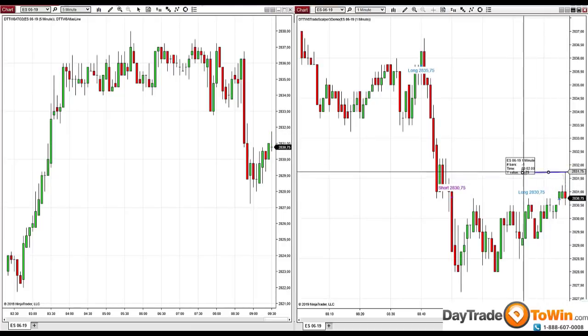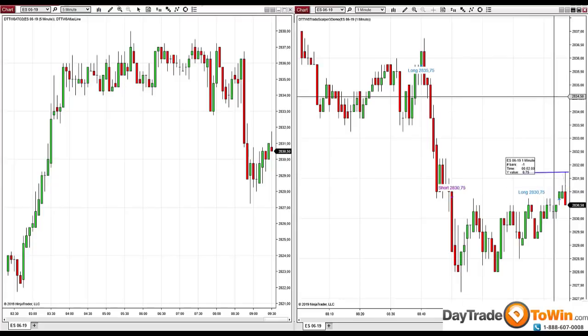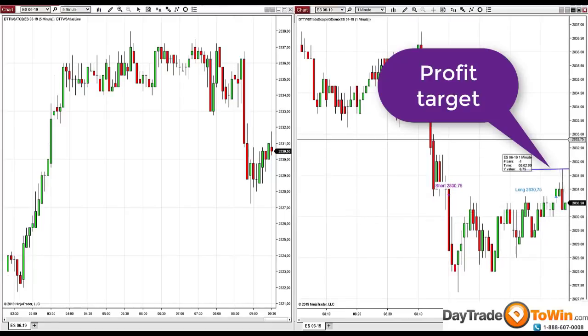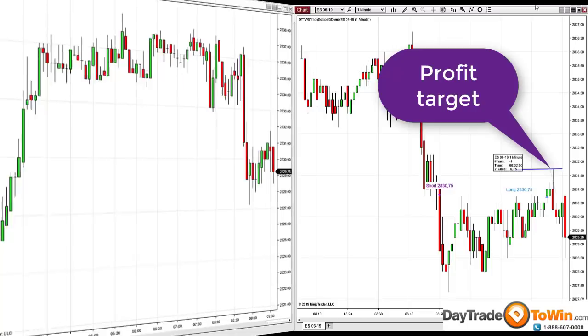As you can see, the market is very fast and volatile here. We did reach our profit target, but the market reversed right off of it. I can't promise that you would have been able to exit with 3 ticks of profit on that trade, but we did reach our profit target.